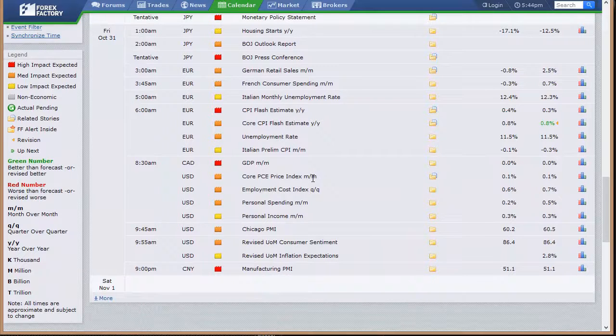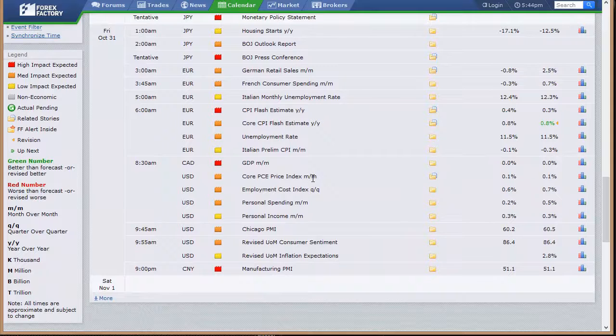Friday, housing starts, press conference for Bank of Japan, German retail sales, French consumer spending, Italian monthly unemployment rate. CPI out of Europe, unemployment rate out of Europe, Italian preliminary CPI. Canada's got their GDP. Now we're heading into November.